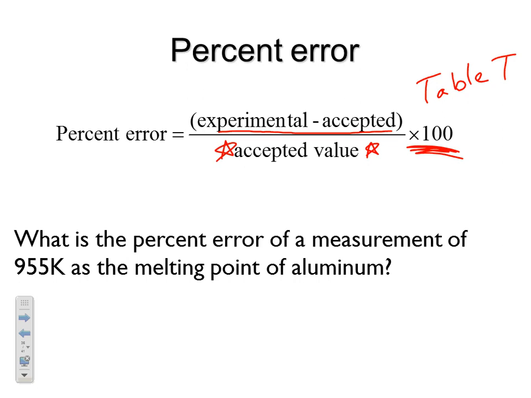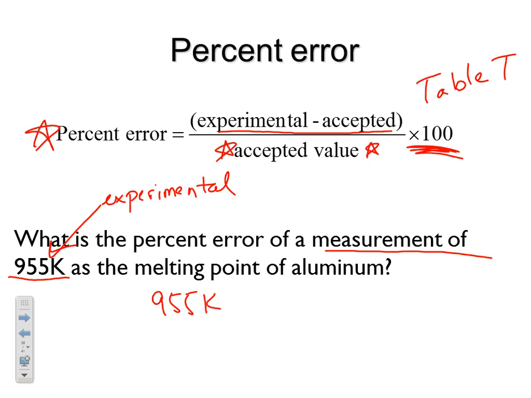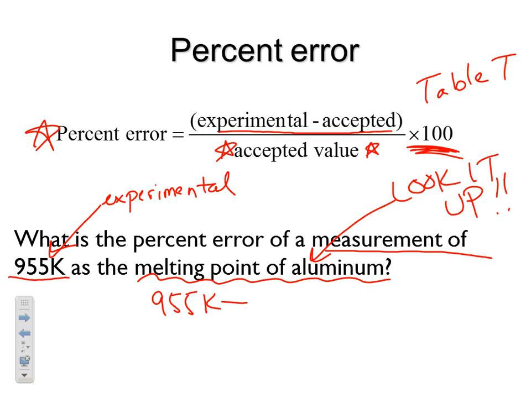So as an example of this, what's the percent error of a measurement of 955 Kelvin as the melting point of aluminum? Well, we want to follow this formula right here, experimental minus accepted over accepted times 100, and they gave us a measurement of 955 K, which means that this is the experimental, meaning you measured it. So we know that we need 955 Kelvin minus the accepted value, but the problem doesn't give us the accepted value. Oh, hey, melting point of aluminum. Maybe we look it up. And that's going to be in table S.